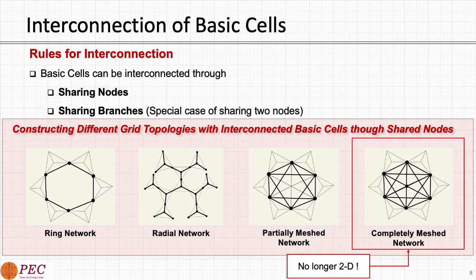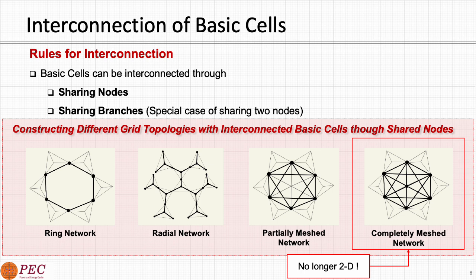So now that we know what a basic cell is and how its structure came about, let's look at the next step, which is how the interconnection of basic cells to form complex systems take place. So there are some rules for this interconnection, and some of the most important ones are presented as below. The first one is that the basic cells can be interconnected through 2 ways. That's through sharing of nodes or through sharing of branches. Now, the sharing of branches is a special case of sharing 2 nodes, 2 adjacent nodes.